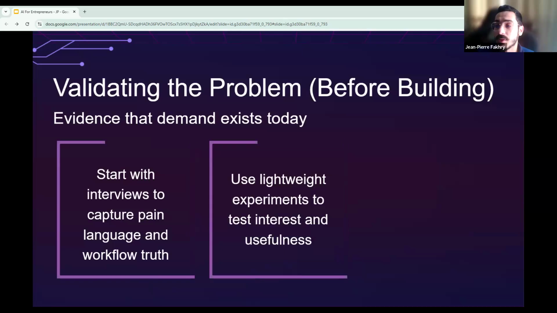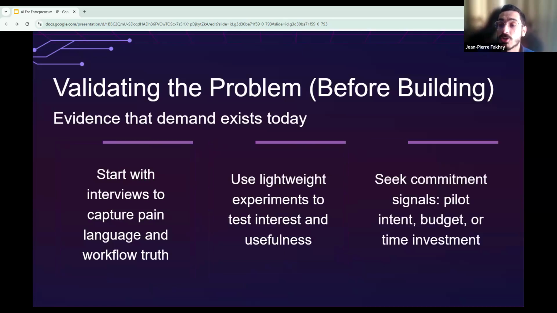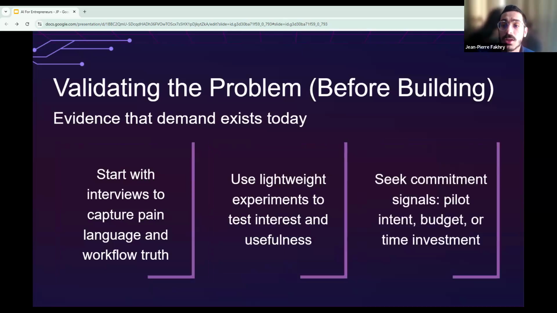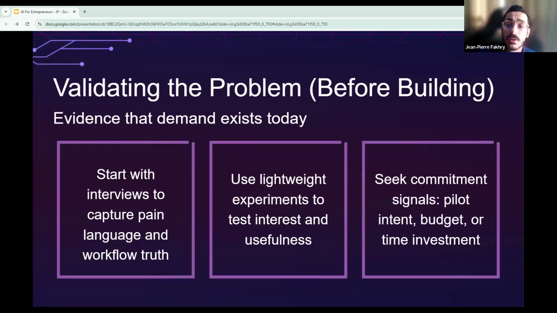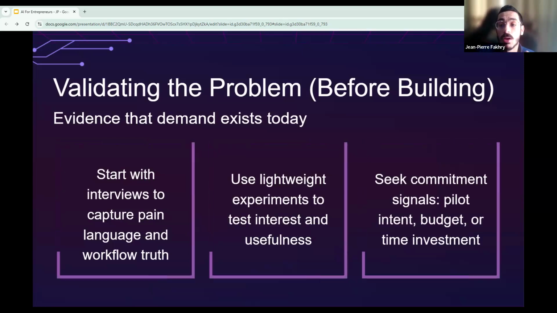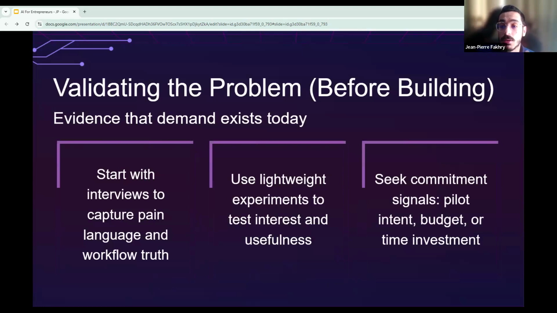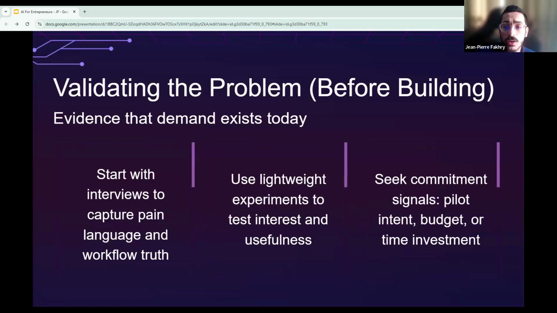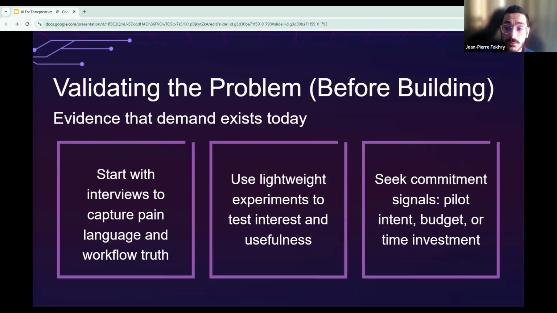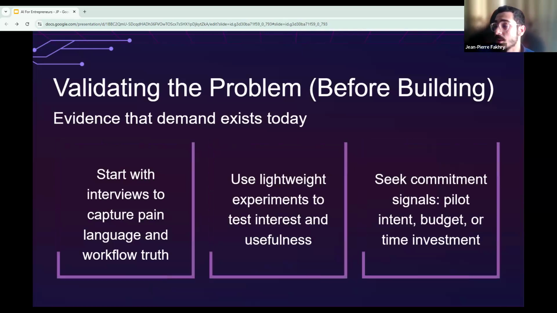Also, the strongest validation signal is commitment behavior, not opinions. A decision maker who agrees to join a pilot, who shares data access, who puts budget time on the calendar, or introduces you to colleagues, is showing real demand. All right, so keep that in mind.